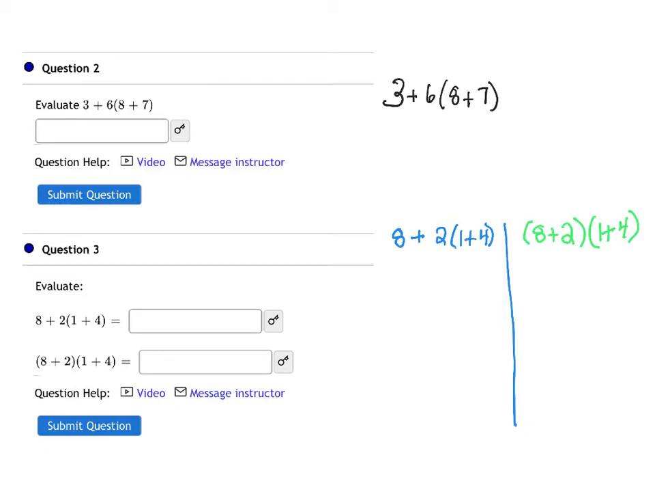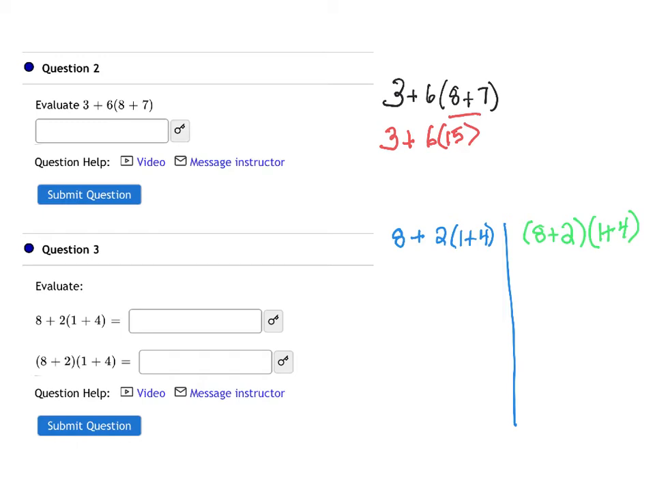We have the order of operations here. Order of operations say do what's in parentheses first. Now that means when there's something to actually do in the parentheses, like here, we have an action, 8 plus 7. So we're going to have 3 plus 6, and we'll do the parentheses. That gives us 15. Notice, don't do the 3 plus 6 first, because you have to do what's in parentheses. Next, exponents, no exponents.